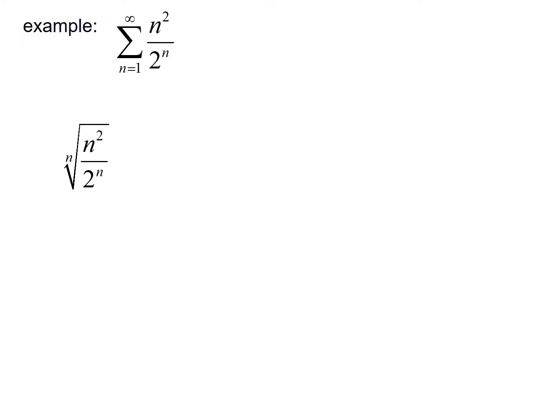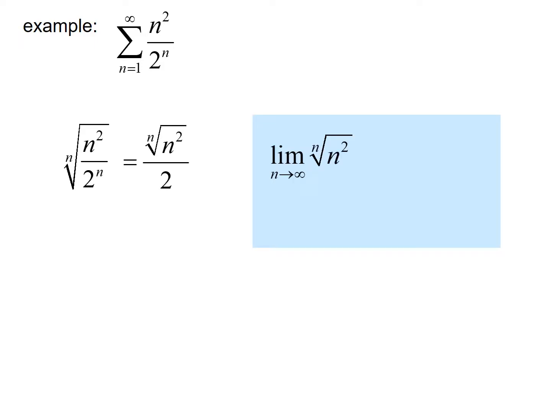Okay, what's going to tip you off that you might want to use the nth root test is if you have something to the power of n. We can see that 2 to the power of n there in the denominator. So we'll take the nth root, and we can simplify that. And now let's go ahead and take the limit as n goes to infinity of the nth root of n squared.